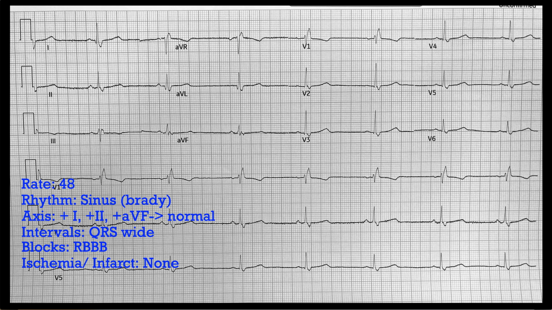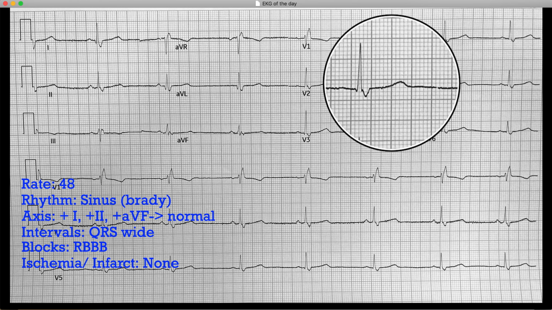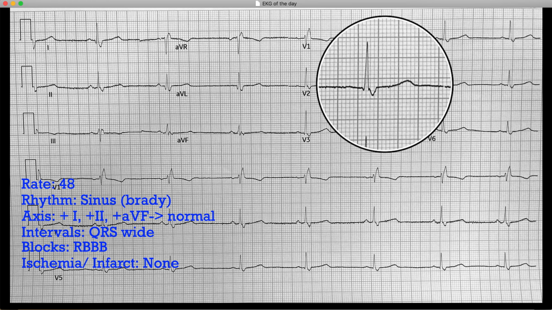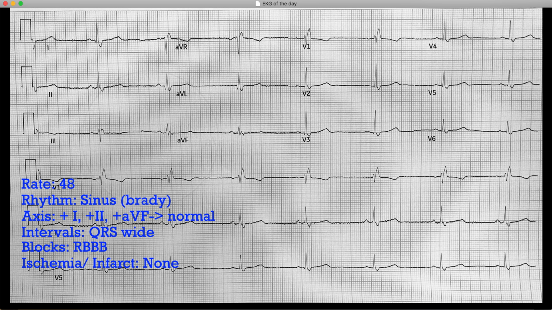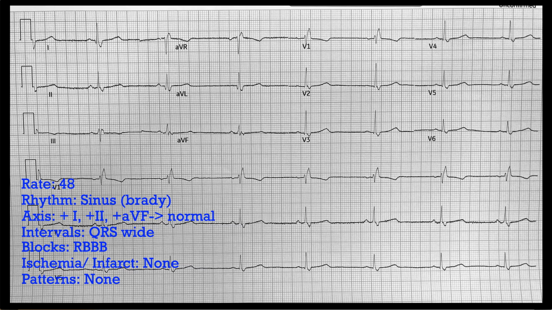So rate, rhythm, axis, intervals, blocks, ischemia and infarcts. How about any patterns? We don't see any peaked, pointy T waves or sine patterns or needle-like Q waves or anything like that. So we don't see any of the obvious patterns that we know to look for. What's our interpretation going to be? We're going to call this sinus bradycardia with a right bundle branch block. That's what our interpretation of this EKG is going to be.